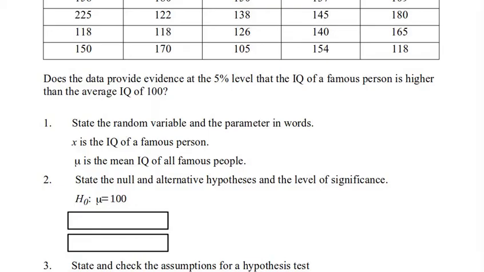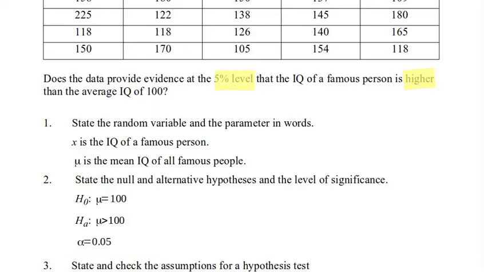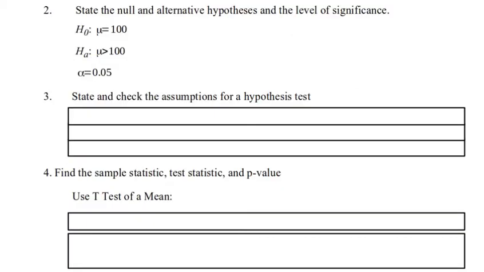The alternative hypothesis is based on the question, does the data provide evidence that the IQ of a famous person is higher than the average IQ? So our alternative hypothesis is that the mean IQ of famous people is actually greater than 100. We're also told that alpha, our level of significance, is 5%. So alpha is 0.05.